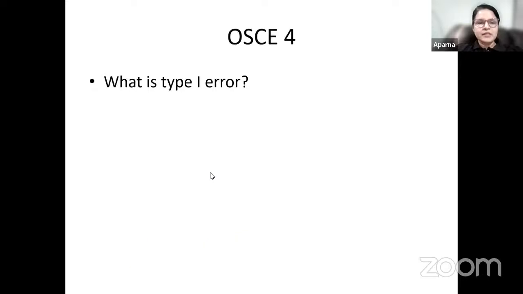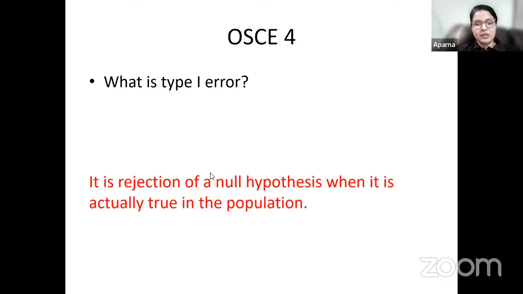These are also on statistics. So what do you mean by type 1 error and type 2 error? We often keep hearing these two terms, type 1 error and type 2 error, in statistics. So type 1 error, which is generally considered to be a more serious type of error, is the rejection of the null hypothesis when it is actually true in the population.